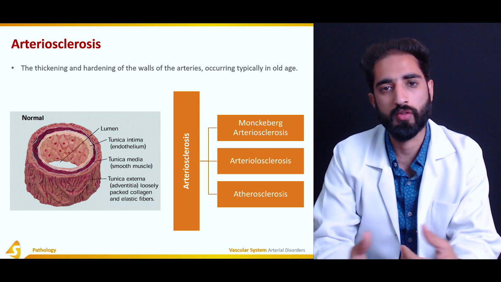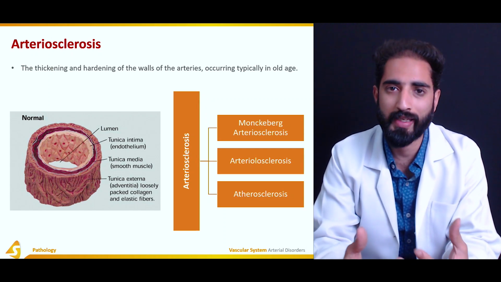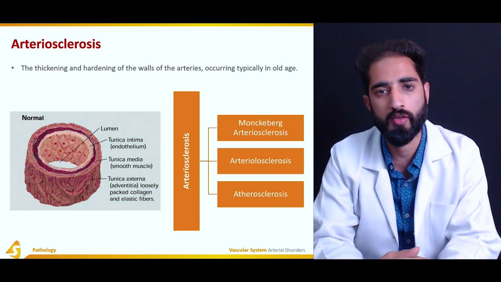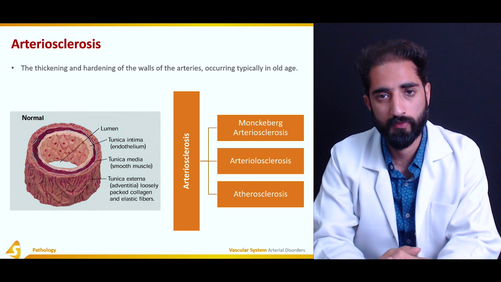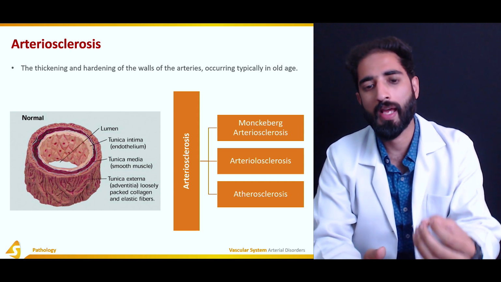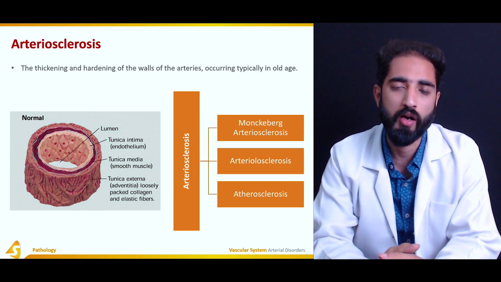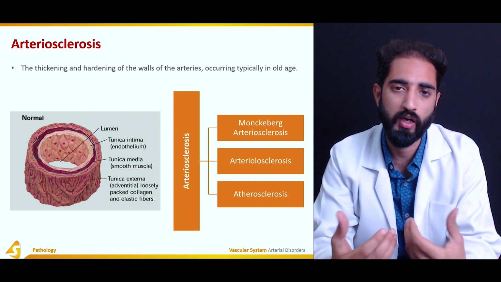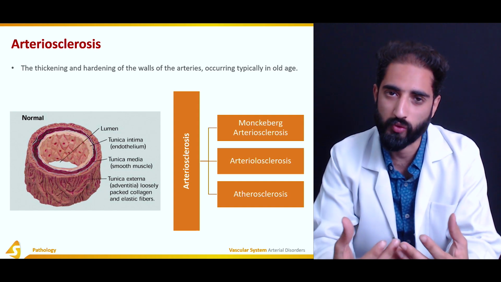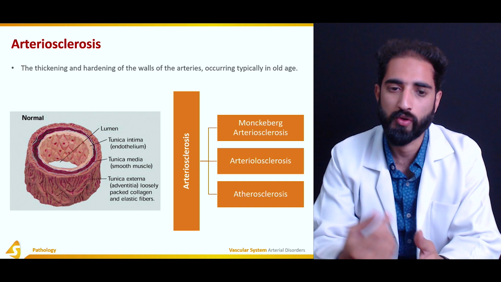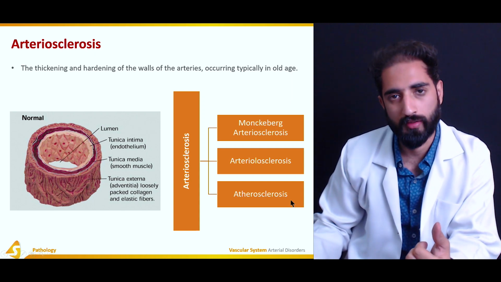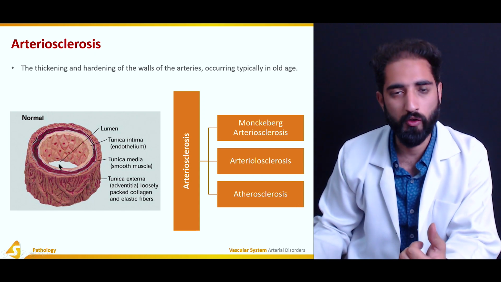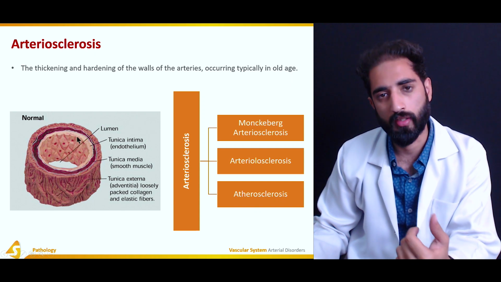So what is arteriosclerosis? It is actually the thickening and hardening of the walls of the arteries, occurring typically in old age. In order to understand how the thickening and hardening of the walls of the arteries occur, we need to understand the different components of the wall of the arteries. So there are three major components. In the center, there is the lumen surrounded by three different layers.